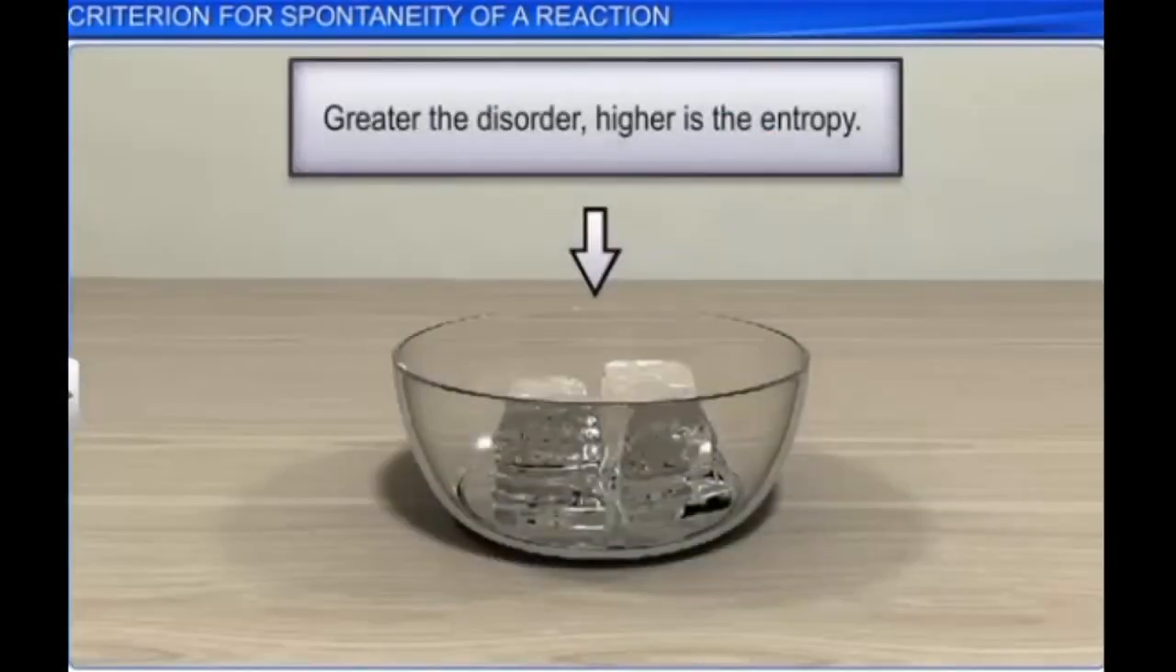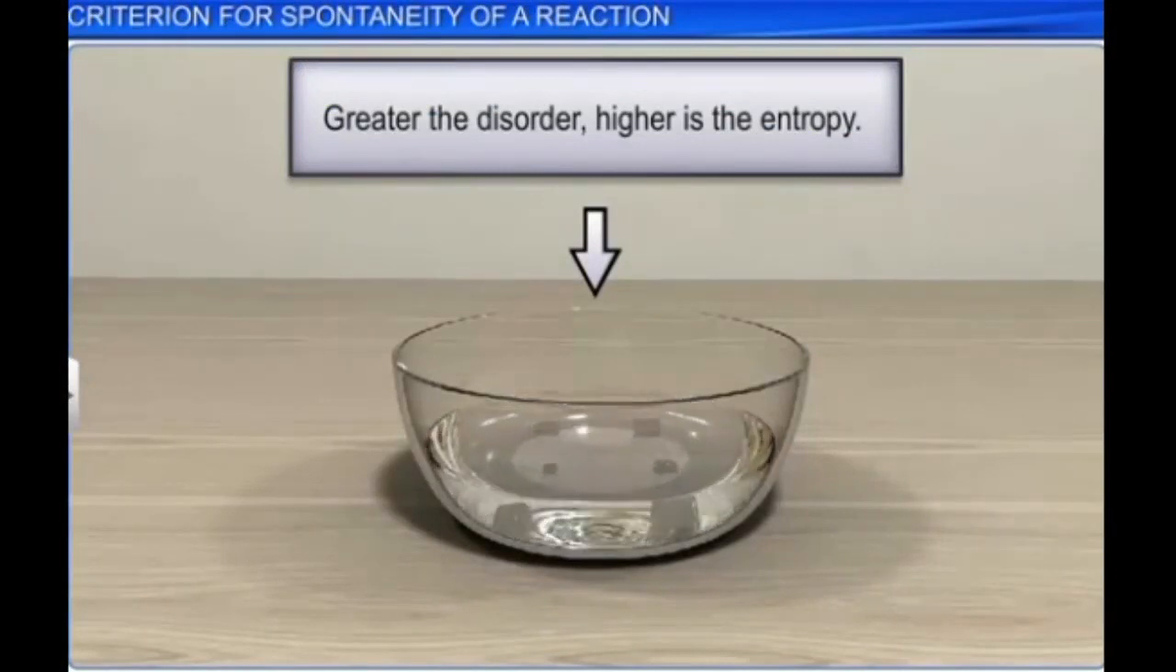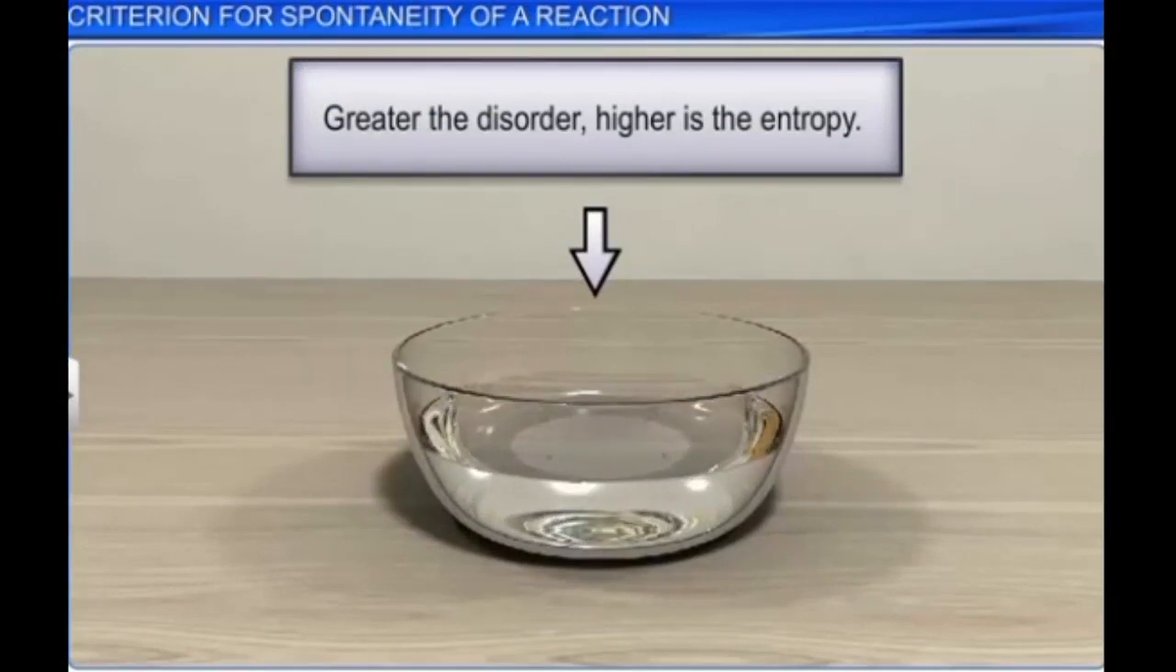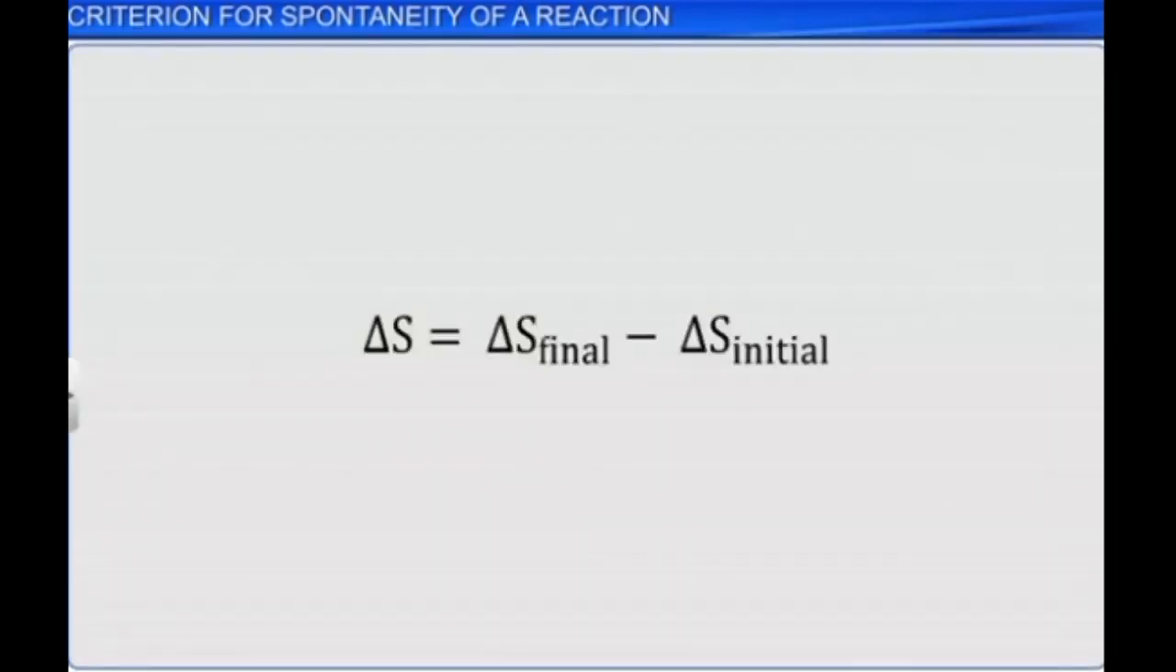The entropy change of a system depends on the rearrangement of atoms or ions or molecules from the reactants to form the products. Greater the disorder in an isolated system, higher is its entropy. The change in entropy is indicated by delta S. Its value is obtained by subtracting the entropy of the initial state from the entropy of the final state.